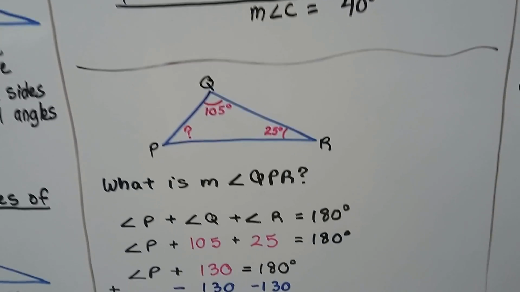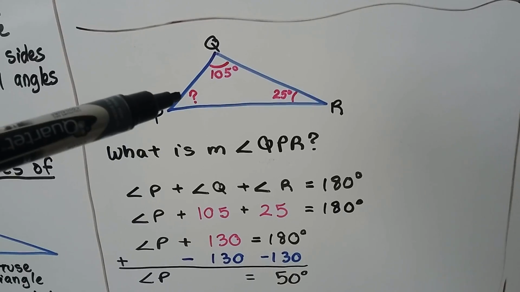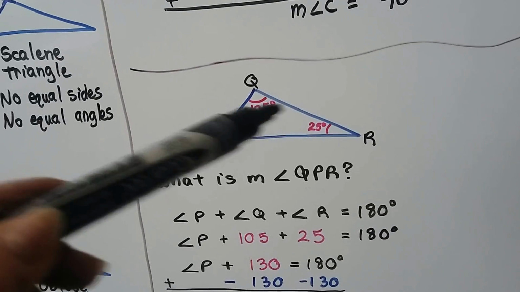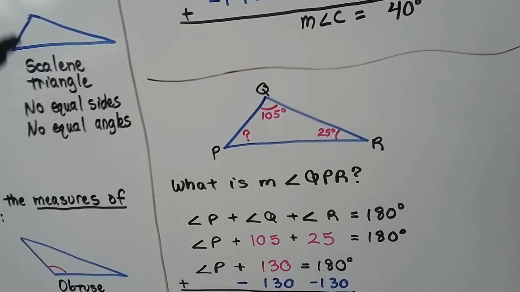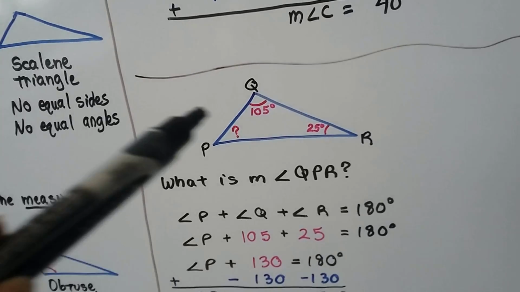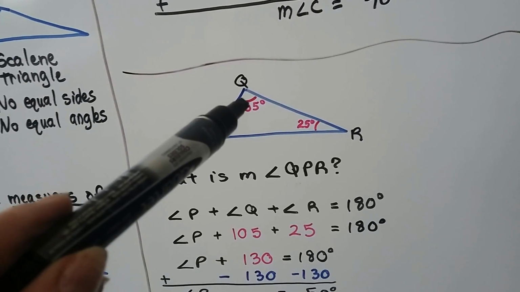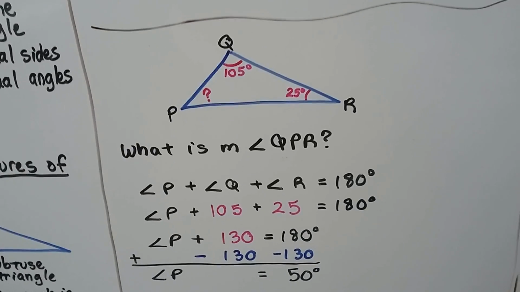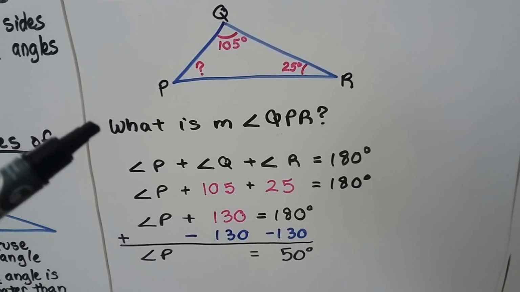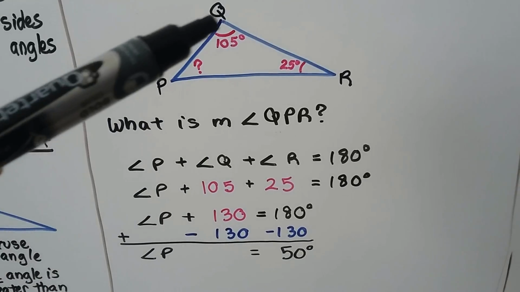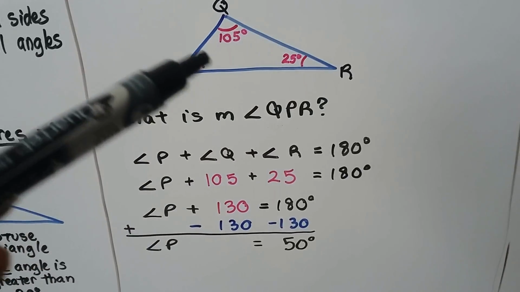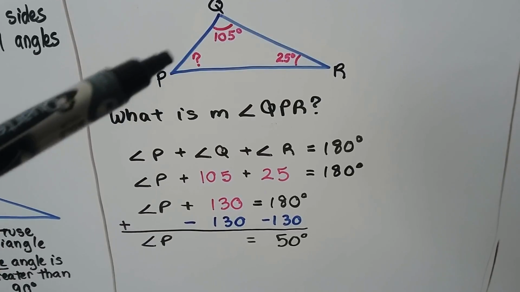Now take a look at this one. This is a scalene triangle, isn't it? It's got all different measures for the sides, all different lengths, and all the angles have different measures. This one's 105, that one's 25 degrees. So it says, what is the measure of angle QPR? So it wants to know this angle measure.